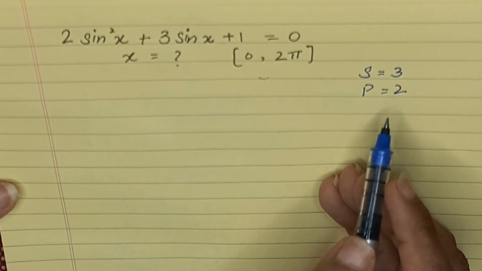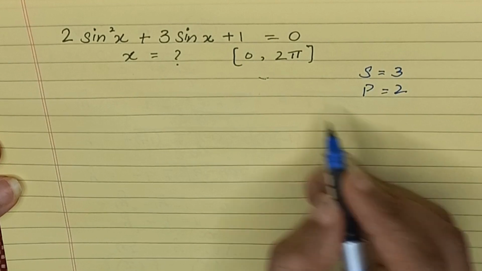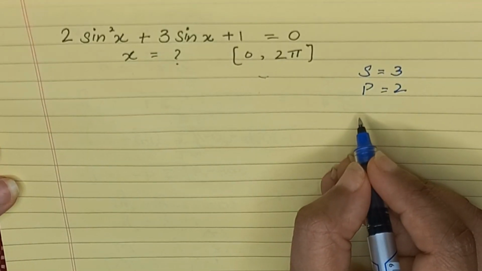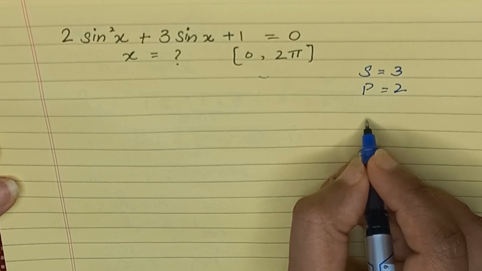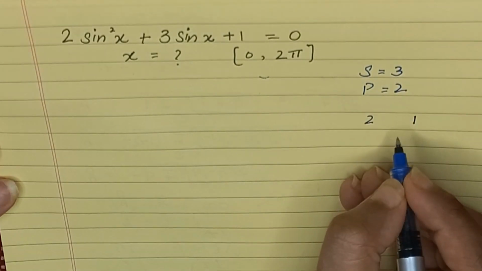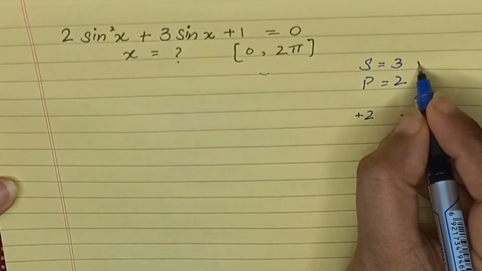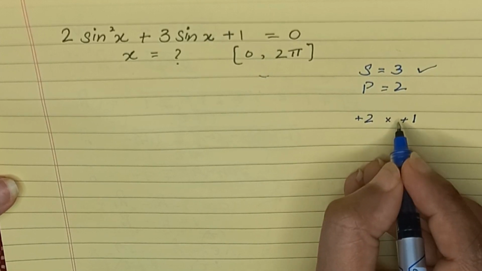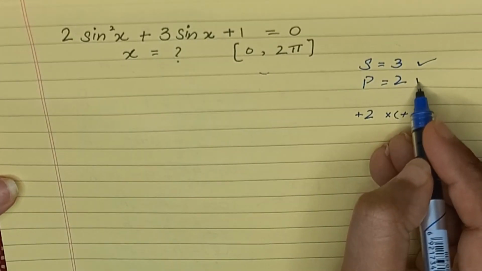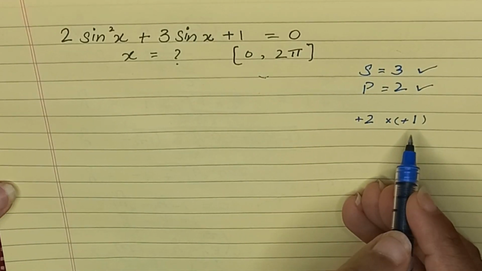So from here we will apply the midterm break method. We have to take factors of this 2. So factors of 2 are 2 and 1. So plus 2 and plus 1 will be equal to 3, which means the sum is 3, and their multiplication will be equal to 2, the product is 2. So we will use these factors.